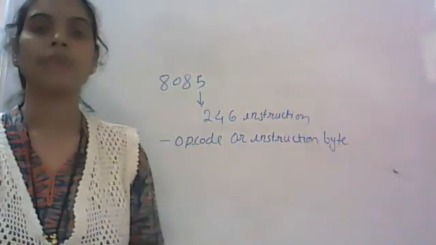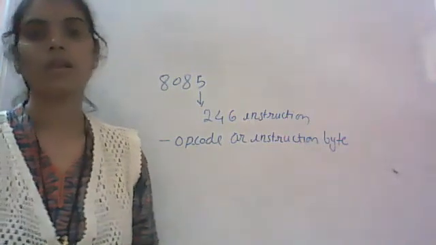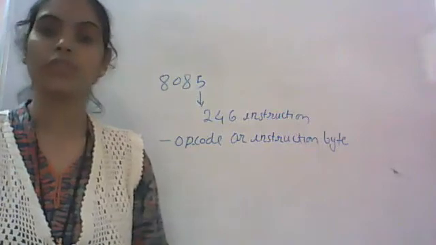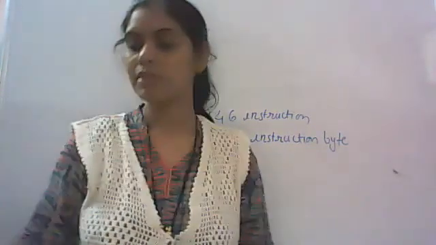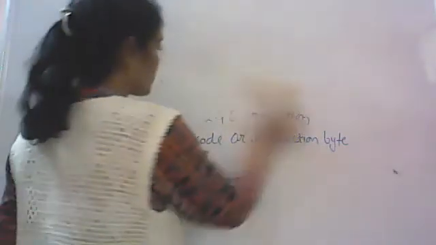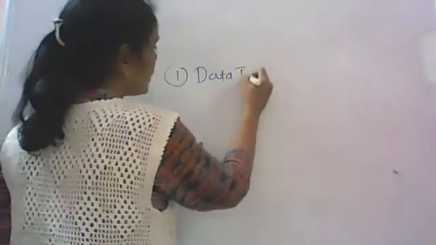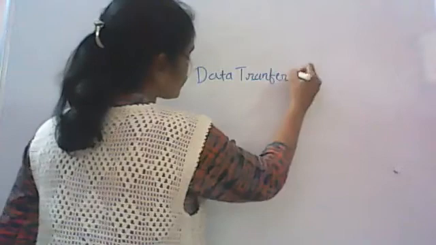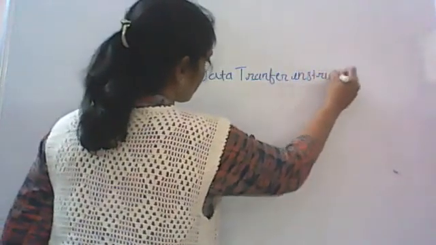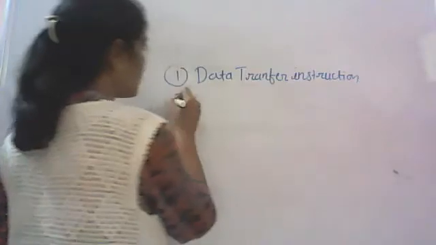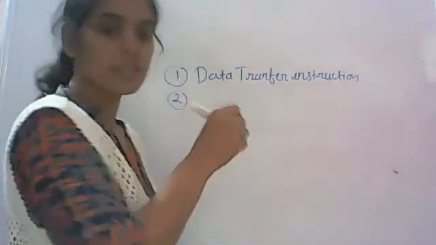In 8085, the classification of the instruction set is in 5 groups. The 8085 has 5 groups of instructions. First is data transfer instruction. Then second is arithmetic instruction.